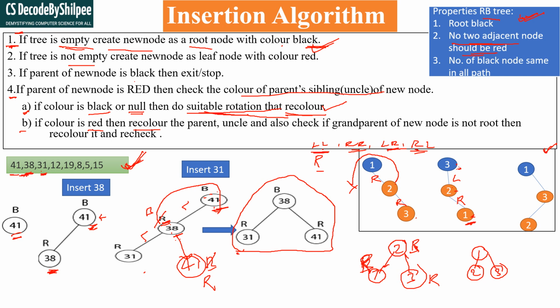Here you swap the colors between 3 and 1. 1's color was red, so now it becomes black, and 3's color was black, so that becomes red, and 2 is still red, right? So this is for the LR situation. What about the RR situation?